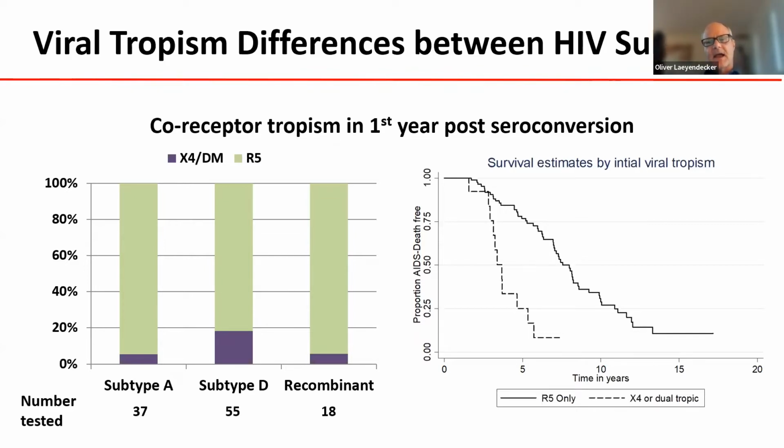virus. And among those individuals who had X4 tropic virus within the first year of infection, their median time to death was less than 5 years. It was an incredibly high rate of disease progression. So certainly this X4 tropic virus was associated with higher rates of disease progression.